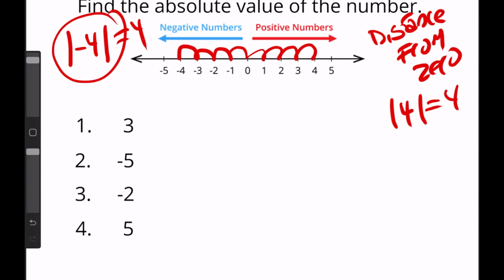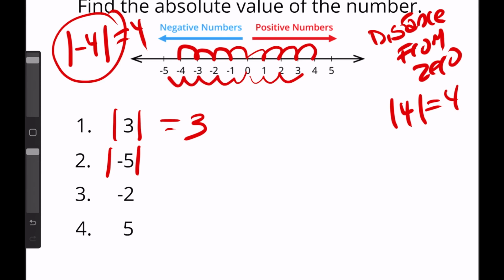Let's look at the first one and see what we come up with. We've got 3, and we're looking for the absolute value of 3. Well, how many spaces is 3 from 0? It's 1, 2, 3. So the absolute value of 3 is 3. Let's look at number 2. The absolute value of negative 5. Well, how many spaces is negative 5 from 0? Well, it's 1, 2, 3, 4, 5. So the absolute value of negative 5 is 5.